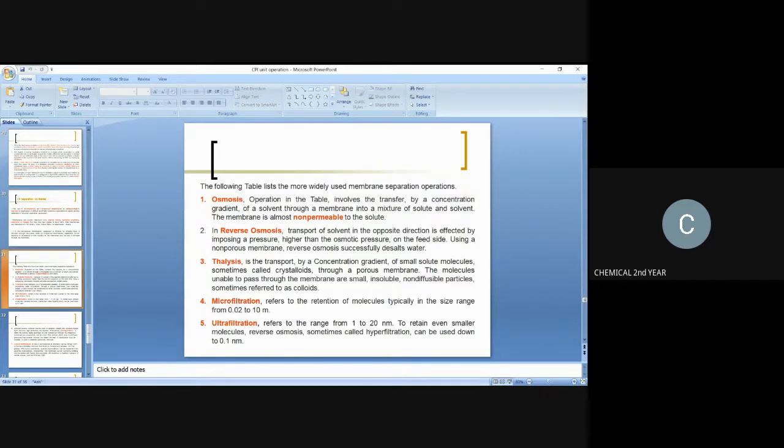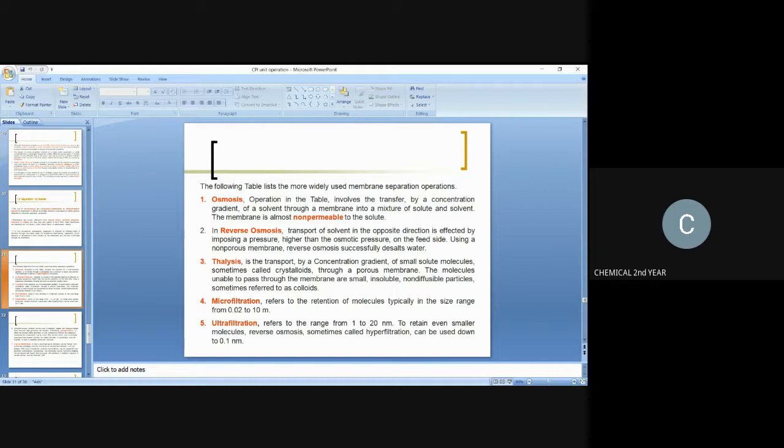The following table lists the most widely used membrane separation operations. The osmosis operation in the table involves the transfer by a concentration gradient of a solvent through a membrane into a mixture of solute and solvent. The membrane is almost non-permeable to the solute. In reverse osmosis, transport of solvent in the opposite direction is effected by imposing a pressure higher than the osmotic pressure on the feed side. Using a non-porous membrane, reverse osmosis successfully desalinates water.